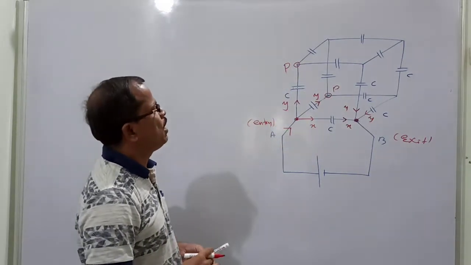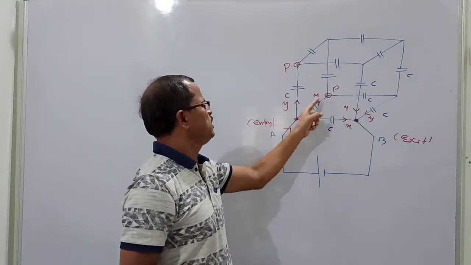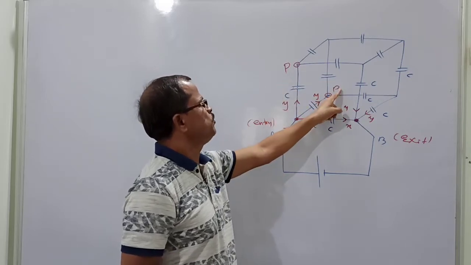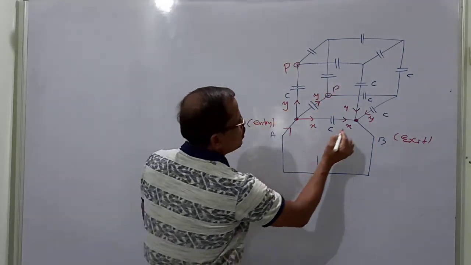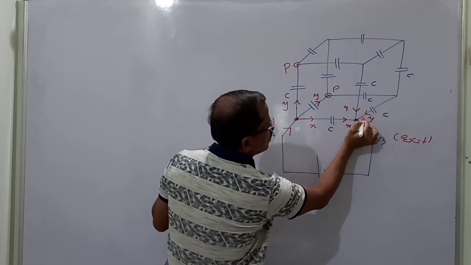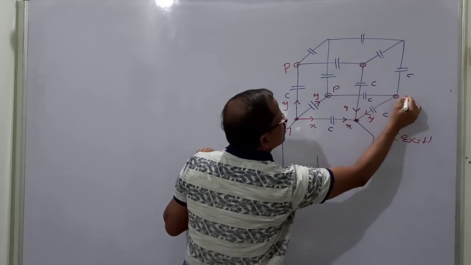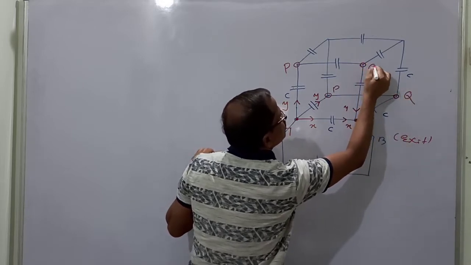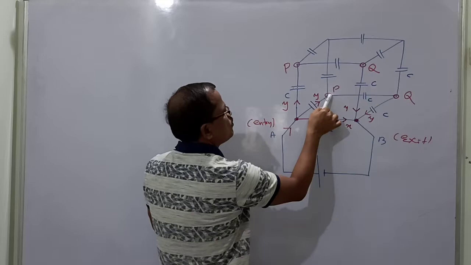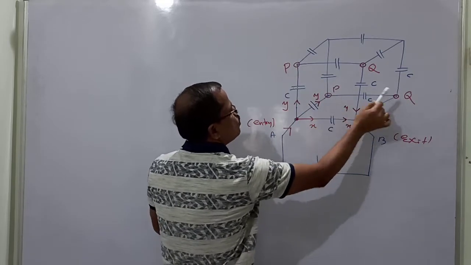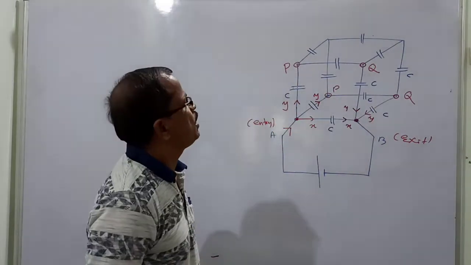Please listen carefully. How am I deciding the equipotential points? Because the capacitor charge along this path is the same, the potential of this point is P, and the potential of this point is also P. Come to the other side. On the other side, capacitor C has charge Y coming to this point, and C has charge Y coming to that point. So the potential of this point and this point are also the same. Let the name of this point be Q. So the potential of Q and the potential of these 2 points are the same. But P and Q have different potentials. So this P and this P are the same, these Q are the same, and all the potentials are different.